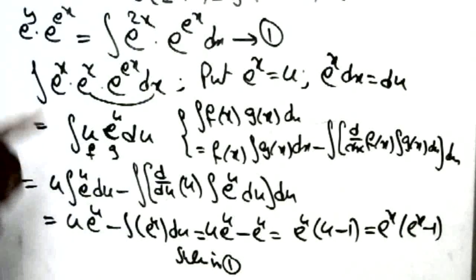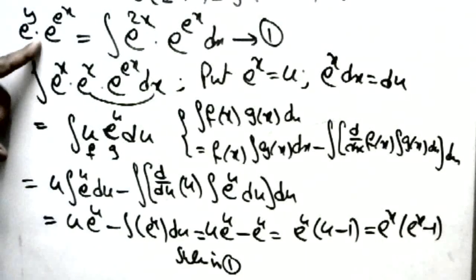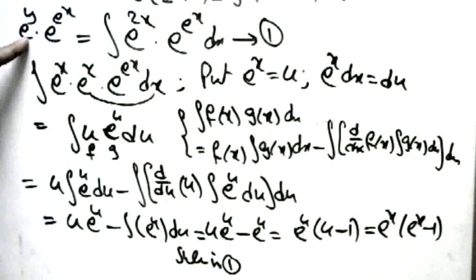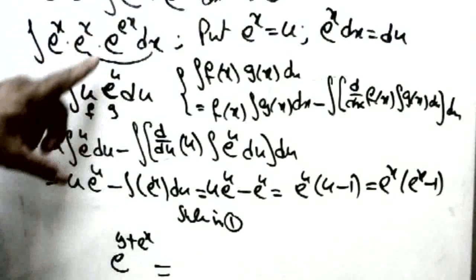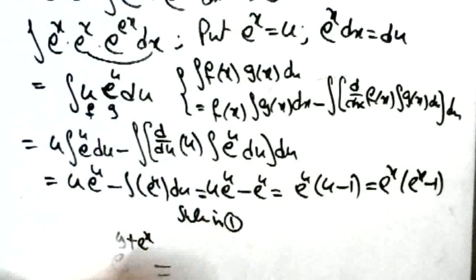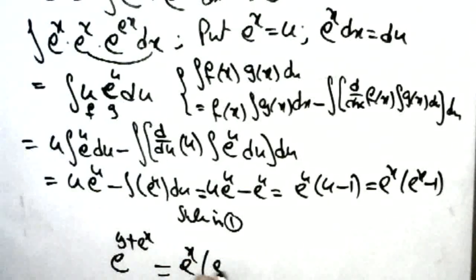Now let me substitute this in 1. Here, the bases are the same, so let us add the powers: e power y plus e power x. I am using the formula a power m into a power n is a power m plus n. Now we did this separately by the substitution method, so we got the value as e power x into e power x minus 1 plus c. So this is the method for this question. Okay, let me continue in the next class.